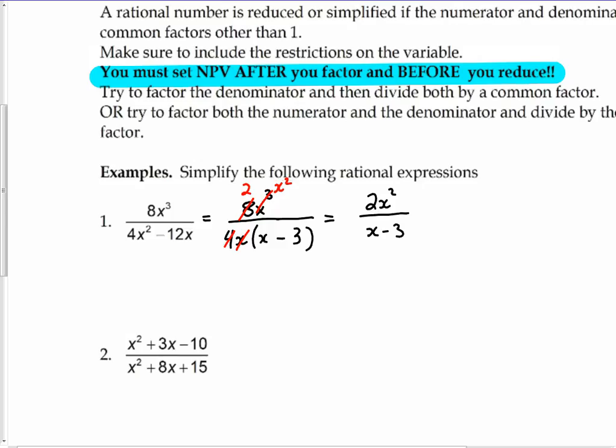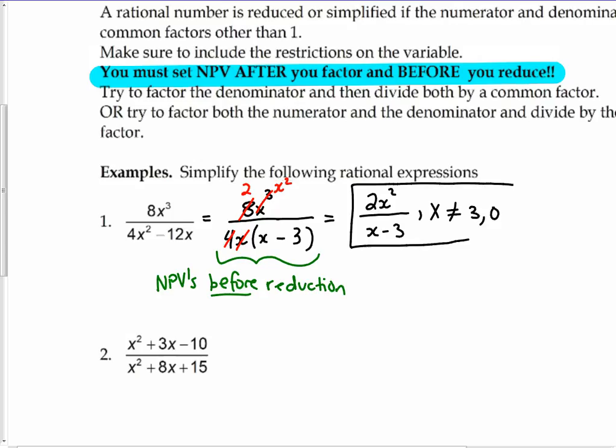Okay? So our NPVs, before reduction. So we look here. What would be my NPV? So I write comma x can't be equal to 3 or 0. Good. That is my answer.